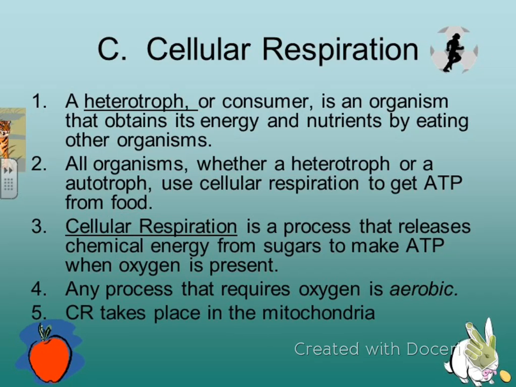Cellular respiration takes place in the mitochondria. Remember that photosynthesis takes place in the chloroplast, but cellular respiration takes place in the mitochondria. There are many what you call mitochondrial diseases, and those are diseases where your mitochondria for some reason cannot complete cellular respiration accurately. They cannot make enough ATP.